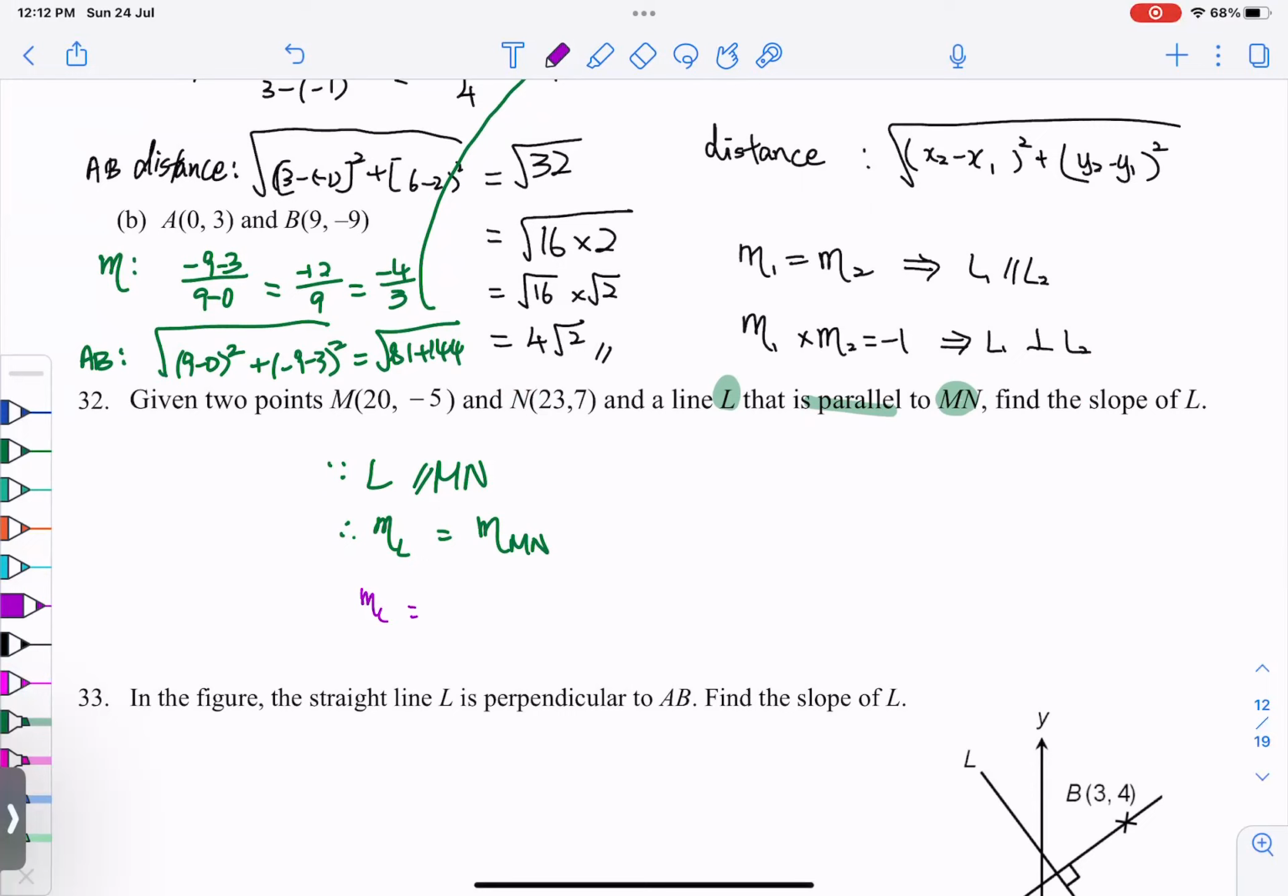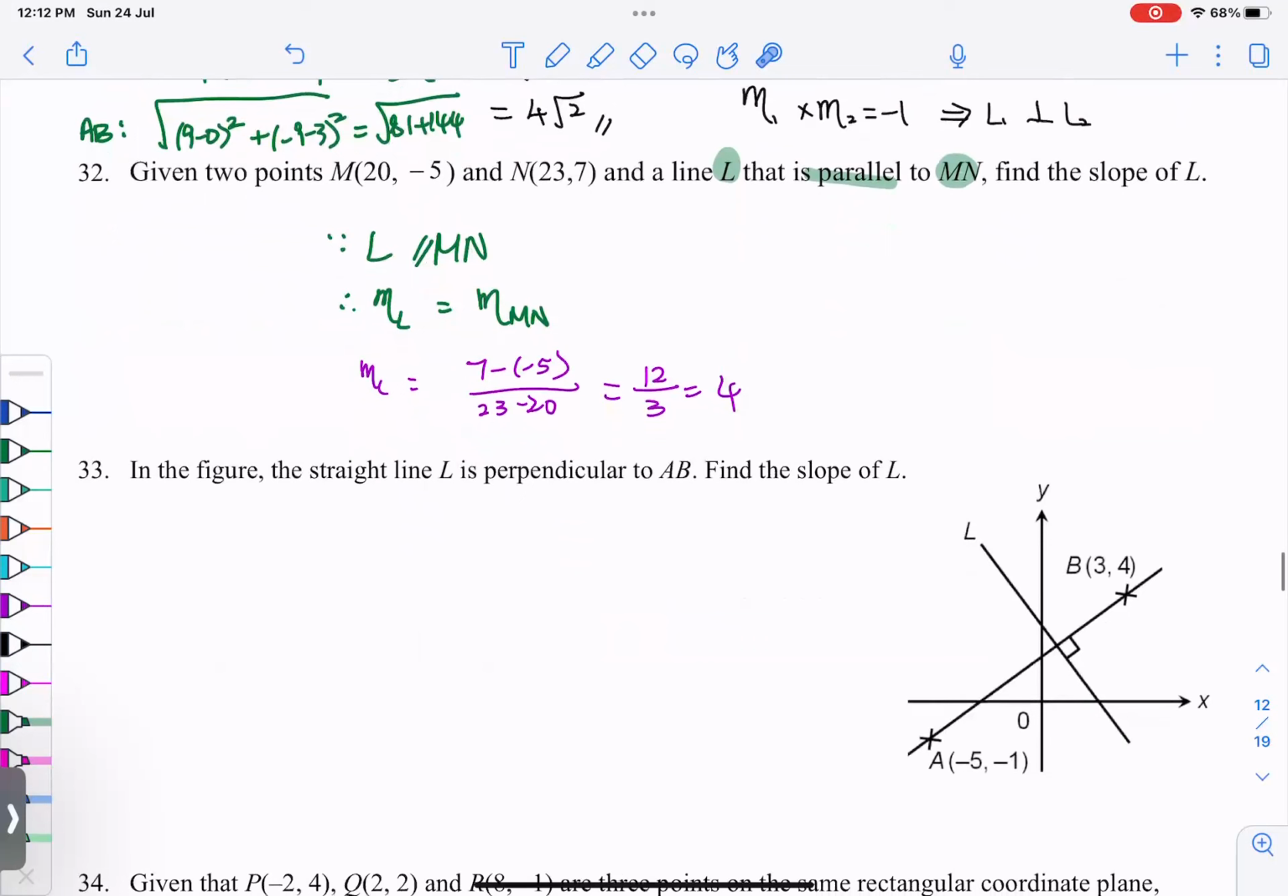How about the slope of MN? 7 minus 5. 23 minus 20. 7 minus 5 is 12. So here is your slope. Easy peasy, right? Good. So actually parallel is the most easiest one. Perpendicular is you have to remember the formula. That's why it's a little bit hard.